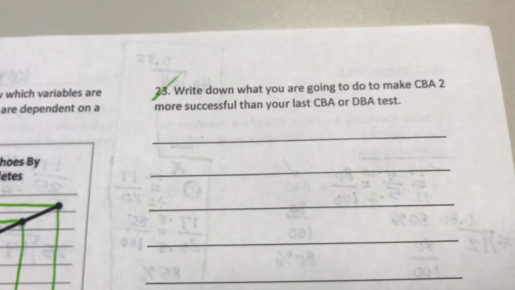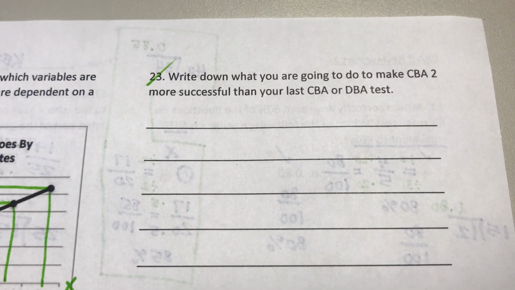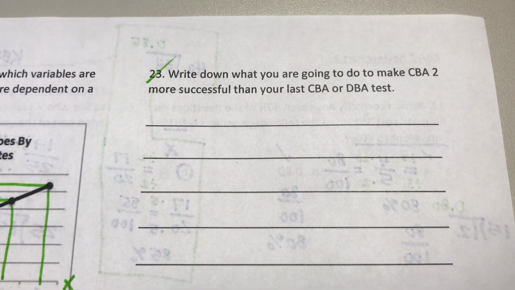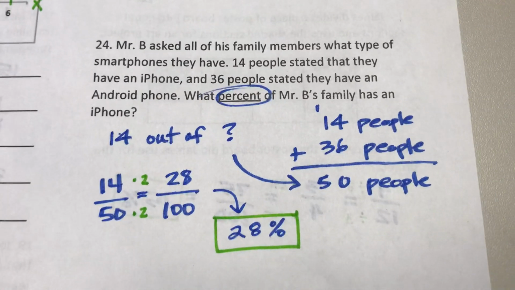23 is writing a goal. What do you want? What are you going to do tonight to get better? Okay. What are you going to do to make CBA 2 more successful than your last CBA or DBA test? Write yourself a small goal.